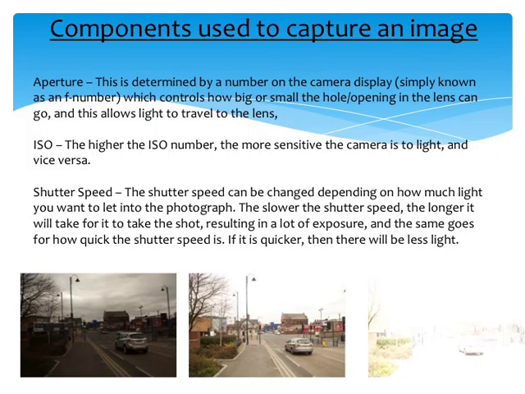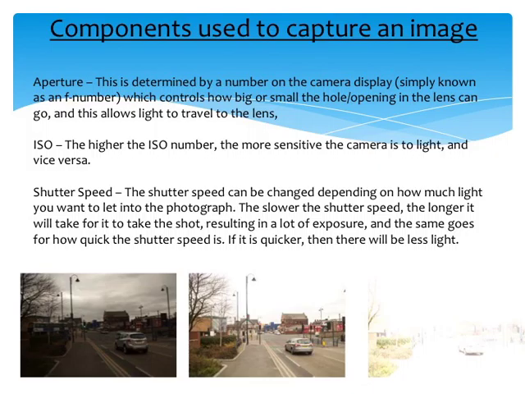Shutter speed is determined by how much light you let into the photograph. If you slow the shutter speed down, the longer it will take for the shutter to close, resulting in a lot of exposure to light. And the same goes for how quick the shutter speed is. If it is quicker, there will be less light let into the camera, thus resulting in a darker shot.